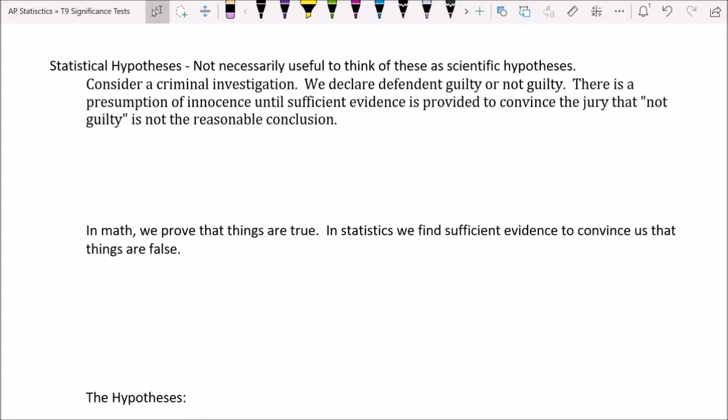Okay. The first thing that we need to learn is how to think about our statistical hypotheses. Now, I'm calling them statistical hypotheses because if you think of them as being the exact same thing you do in science, then it might make this more confusing. The ones in statistics are a little bit different. One way to think about this is a criminal investigation. If you're a jury member and you have jury duty, one of the things they're going to remind you is, just keep in mind, everyone is presumed innocent until proven guilty.